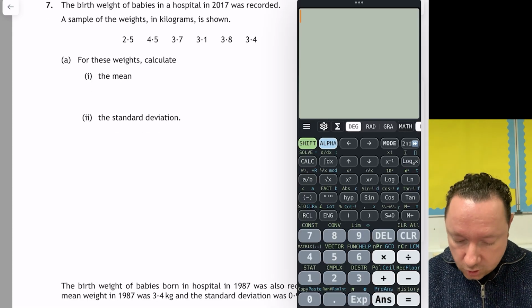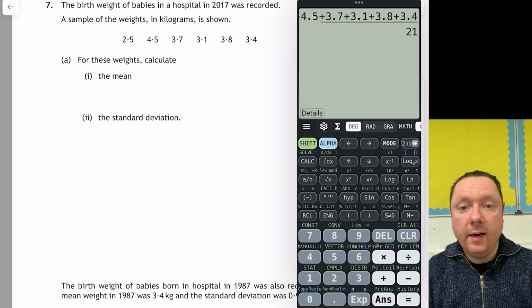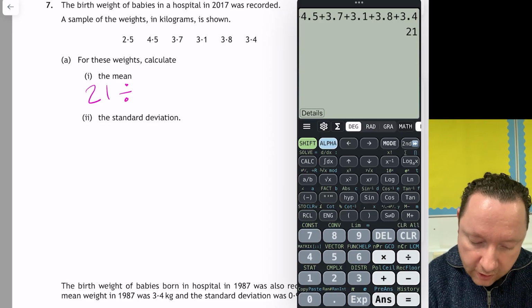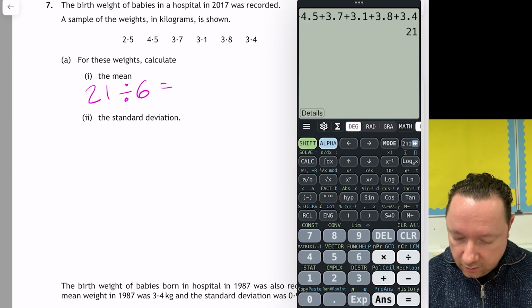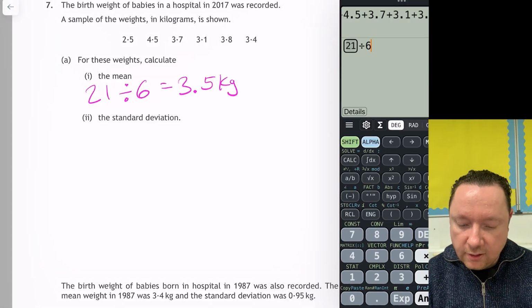So I add up 2.5 plus 4.5 plus 3.7 plus 3.1 plus 3.8 plus 3.4. That gives me 21. So the mean is the total, which is 21, divided by 1, 2, 3, 4, 5, 6. Using a calculator for that, divide the answer by 6, and you get 3.5. Units technically are kilograms. So now standard deviation.